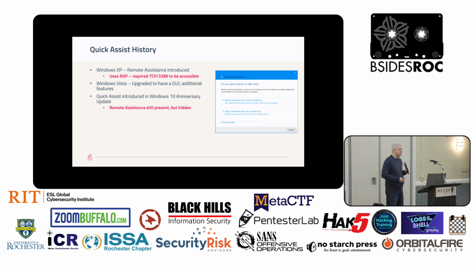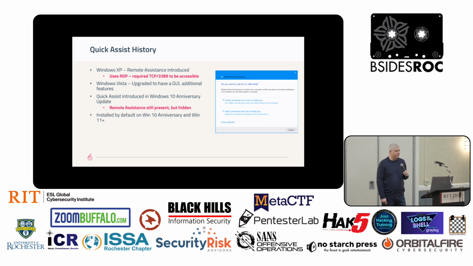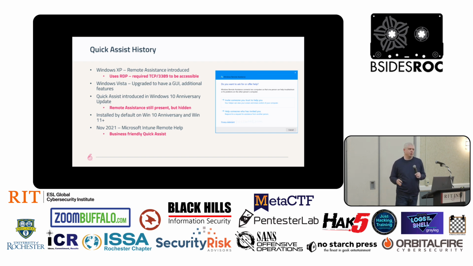Quick Assist wasn't introduced until the Windows 10 Anniversary Edition. Remote Assistance is still present on Windows 10 and Windows 11. It's just hidden. If you go to the Start menu and type Remote Assistance, it will pop up and you can still use it. But Quick Assist is what is normally used now. It is installed by default on Windows 10 Anniversary Edition and Windows 11 and beyond. We'll talk about the differences there in a little bit. In November of 2021, Microsoft Intune Remote Help was introduced. This is basically an upgraded Quick Assist, a business-friendly version of Quick Assist.